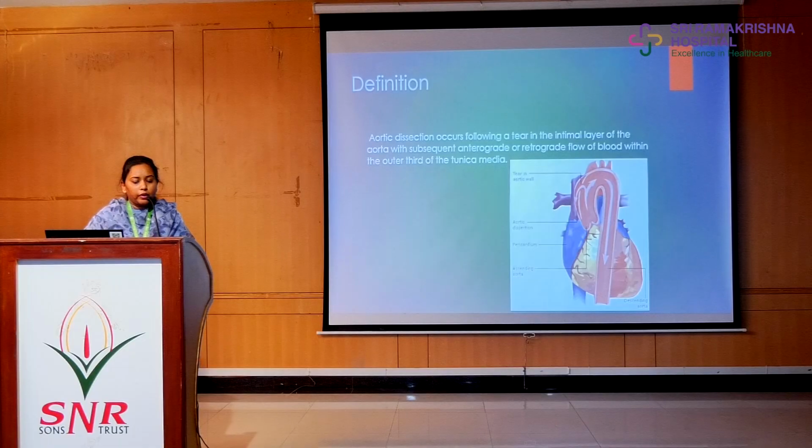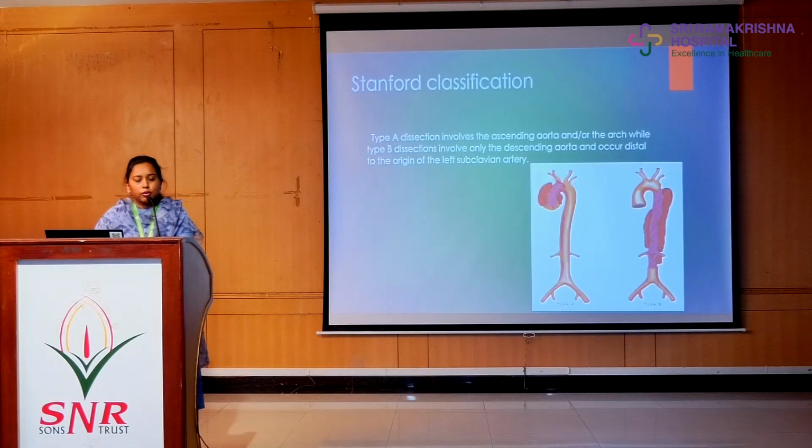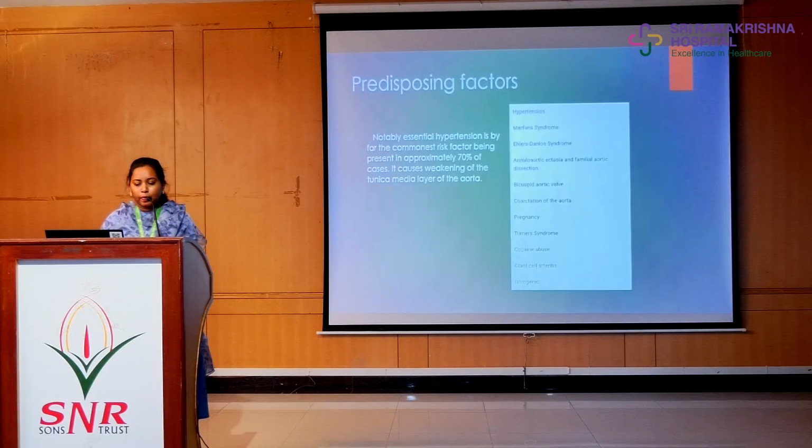As we all know, aortic dissection occurs following a tear in the intimal layer of the aorta with subsequent antegrade or retrograde flow of blood within the outer third layer of the tunica media. There are many classifications. We follow the standard Stanford classification, which describes type A dissection as involving the ascending aorta and/or the arch vessels, while type B dissection involves only the descending aorta and occurs distal to the origin of the left subclavian artery. So what are the predisposing factors?